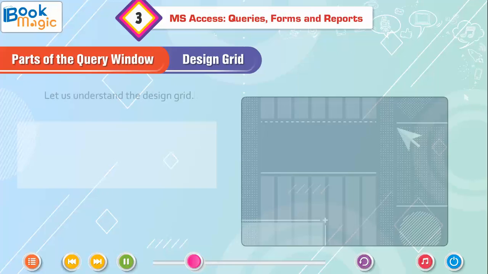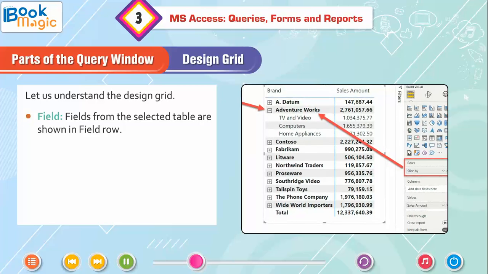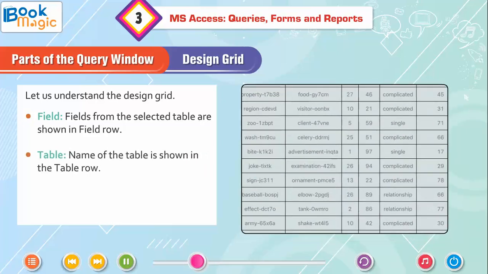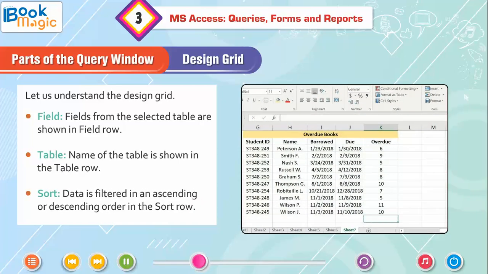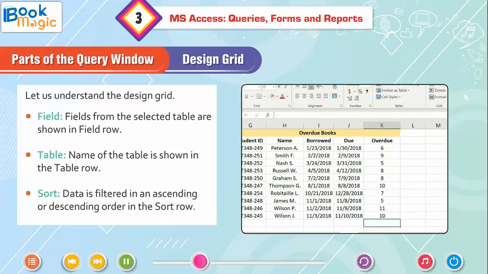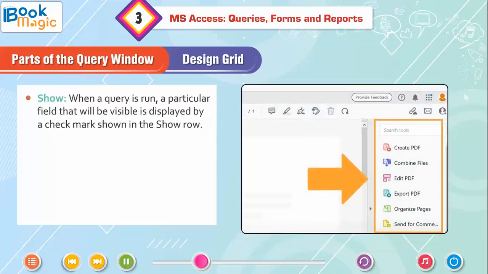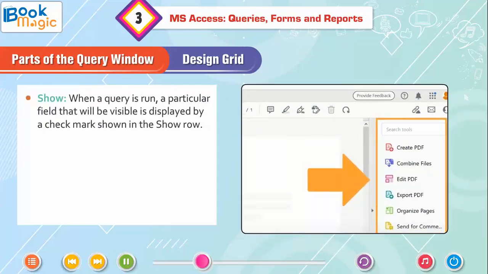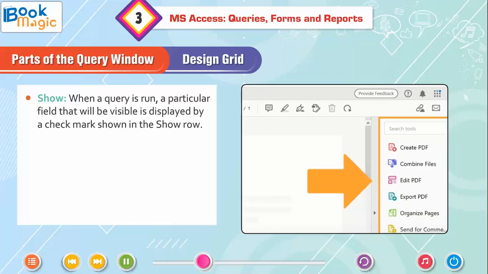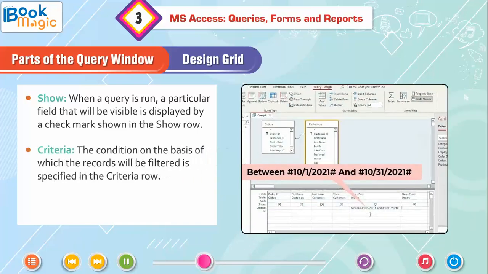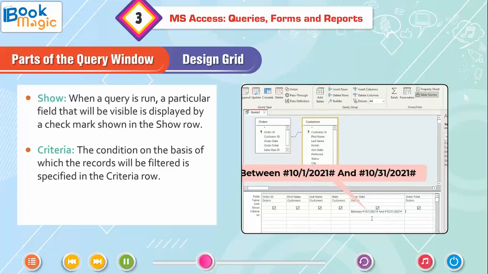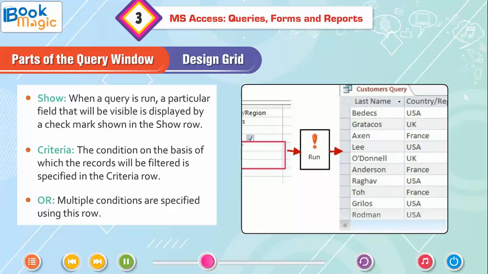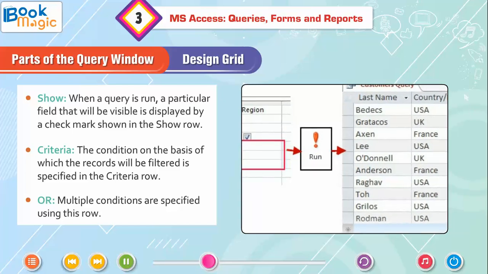Design grid. Let us understand the design grid. Field. Fields from the selected table are shown in field row. Table. Name of the table is shown in the table row. Sort. Data is filtered in an ascending or descending order in the sort row. Show. When a query is run, a particular field that will be visible is displayed by a check mark shown in the Show row. Criteria. The condition on the basis of which the records will be filtered is specified in the Criteria row. Or, multiple conditions are specified using this row.